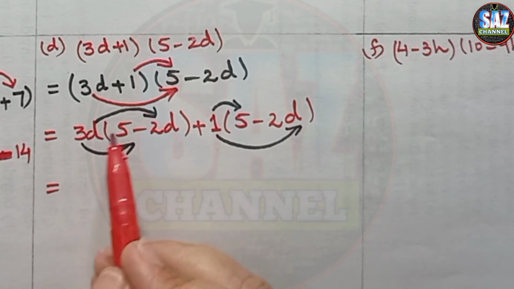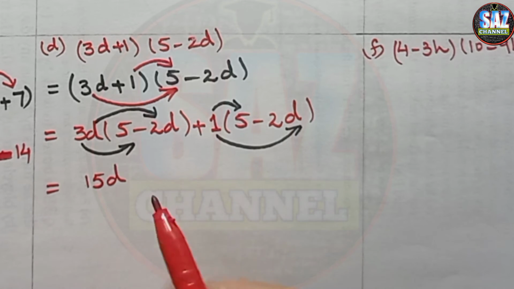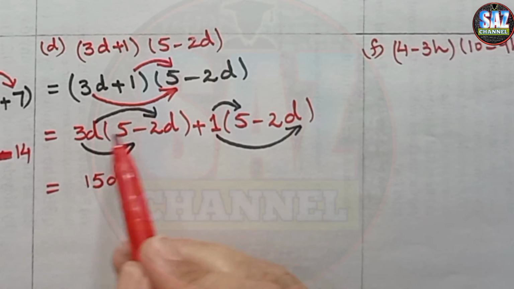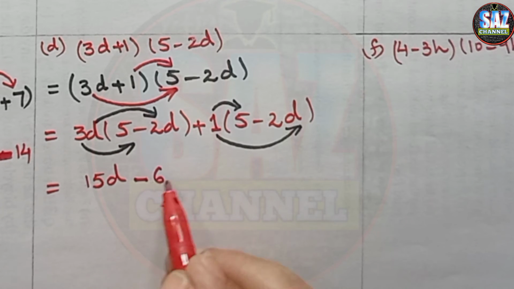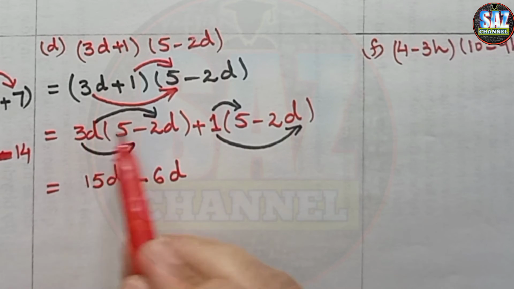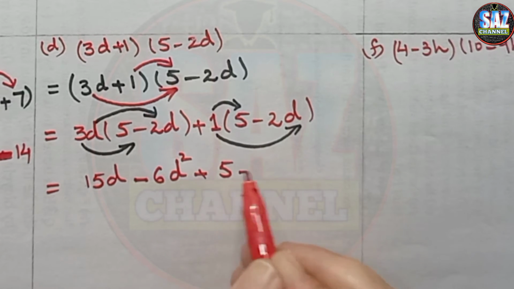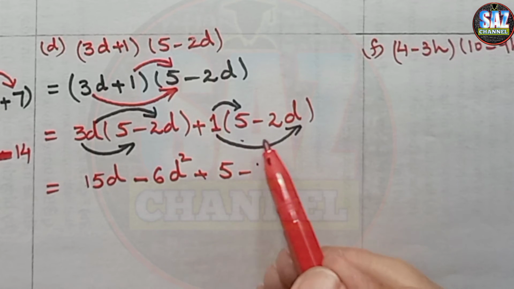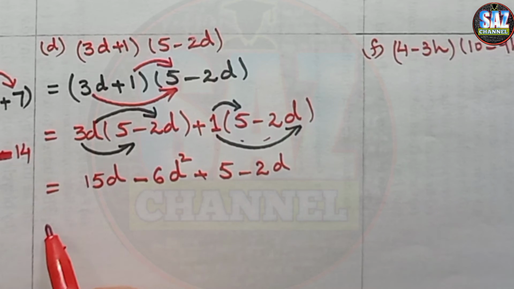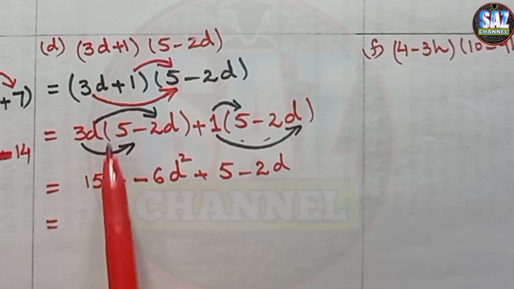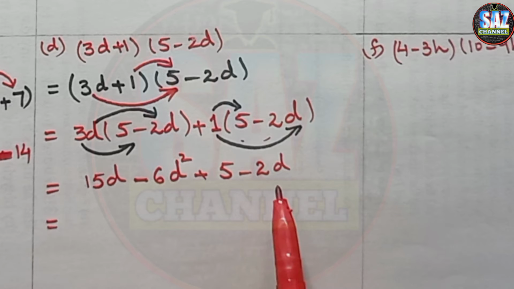Okay, 5 times 3 is 15d, and 3 times 2 is 6, and d will be multiplied by d, it will become d square, plus 5 minus 1 times 2 is 2 and d. Okay, now what we have to do is 15d minus 6d square plus 5 minus 2d.